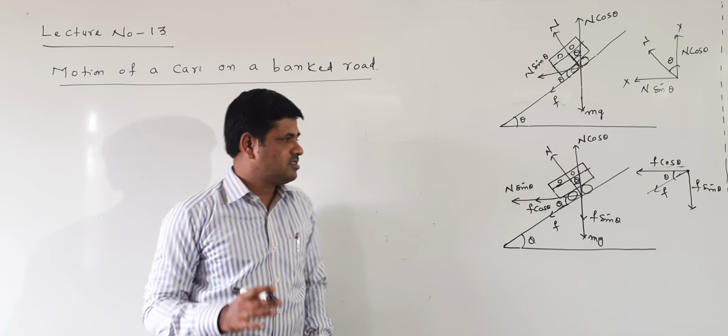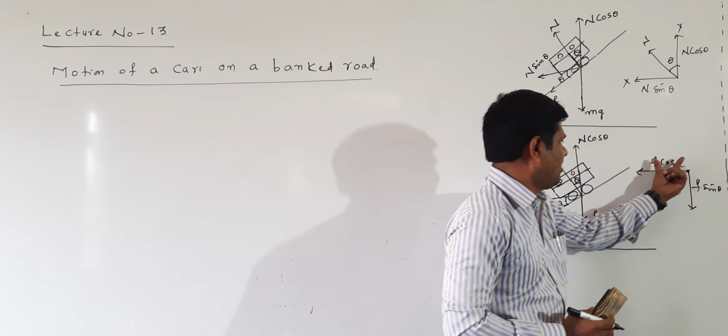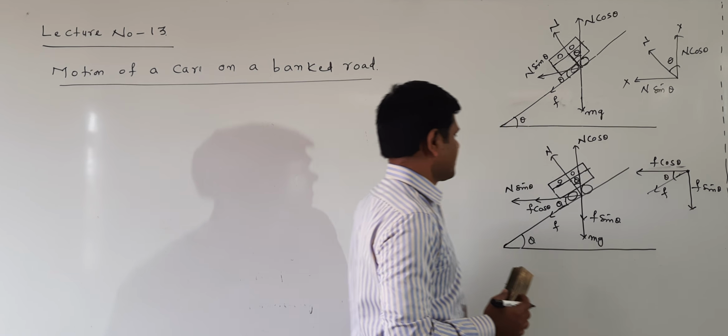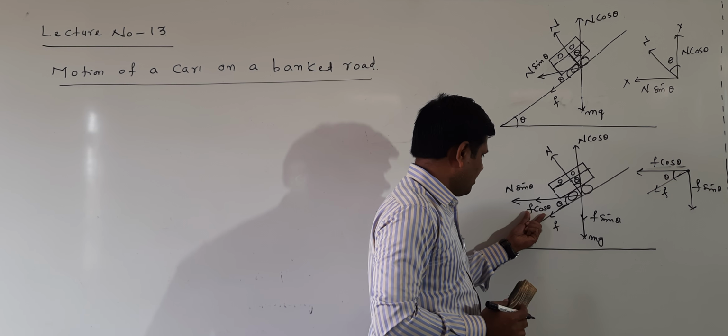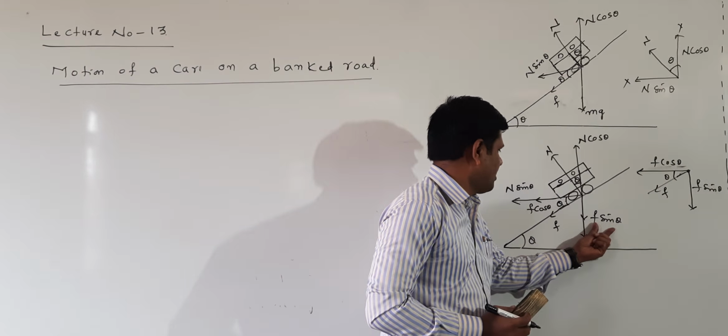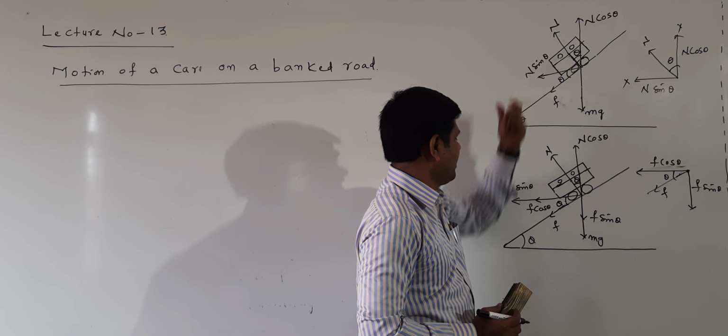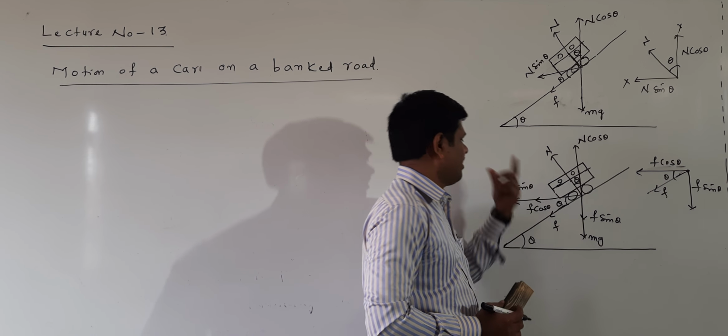Here also friction is divided into two components. One is f cos theta, another one is f sin theta. So this I have written as f cos theta, and this I have written as f sin theta. This is n sin theta, already in the same direction. It is coming here, f cos theta.